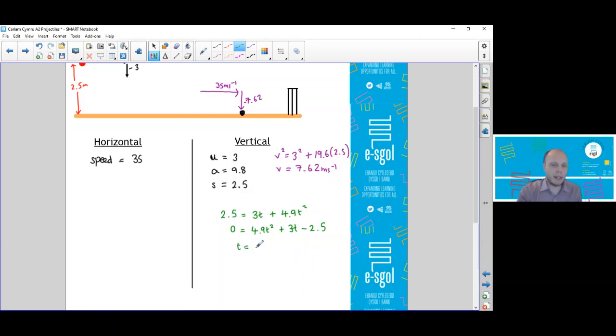Okay, you can use your calculator for this because that's not going to factorize, is it? 0.471 and your other solution minus 1.08. Now, this is mechanics, not pure maths, so you can't have a negative time, so you can put a line through that straight away. So the ball will take 0.471 seconds before it lands. Okay. So how does that help us?